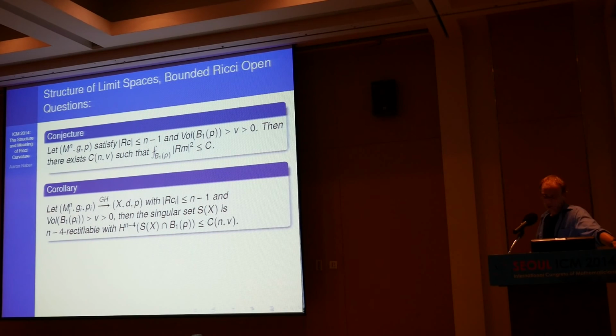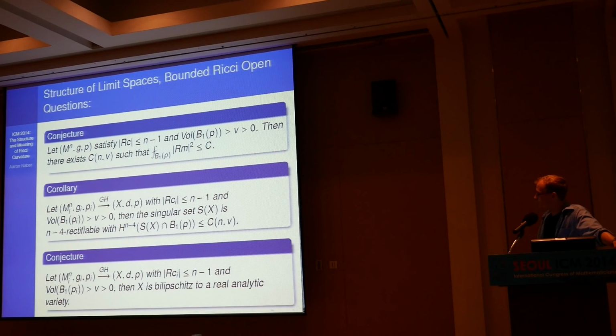What one should really probably expect here is that if you look at such a limit space with bounded Ricci curvature and a lower volume bound, then the limit space should actually be bi-Lipschitz to a real analytic variety. This is a folklore conjecture that people have been hesitant to put in print with their name next to it. So I'm going to throw it out there, because I think it's very reasonable: prove or disprove it. Okay, great.